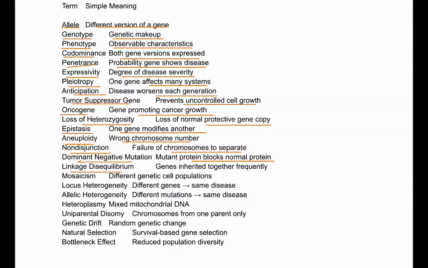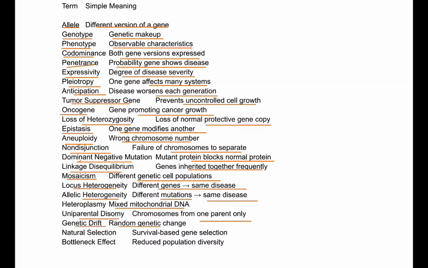Linkage disequilibrium, genes inherited together frequently. Mosaicism, different genetic cell populations. Locus heterogeneity, different genes, same disease. Allelic heterogeneity, different mutations, same disease. Heteroplasmy, mixed mitochondrial DNA. Uniparental disomy, chromosomes from one parent only.